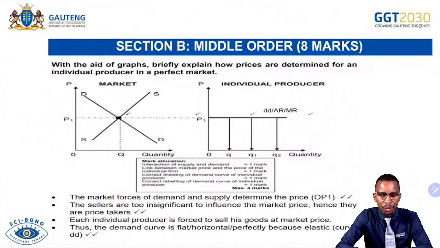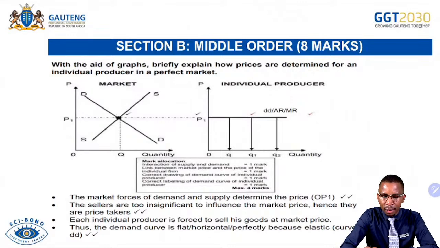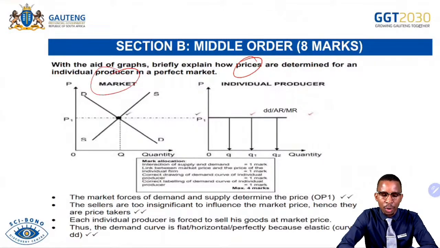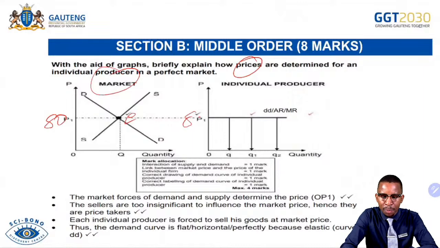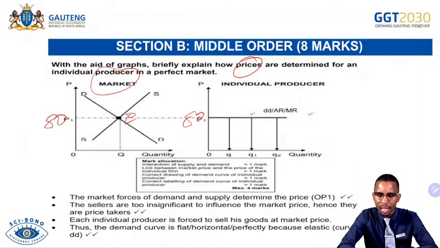And then we continue with the aid of a graph. Briefly explain how prices are determined for an individual producer in the perfect market. Remember, under perfect market, the price is determined by the interaction of market forces, demand and supply within the industry or market. So these market forces will interact and determine the new price. Wherever they meet at the equilibrium, they determine the price. Then the firm will be taking the price as it is. If the price was 80 here, the firm will be taking 80 as a price, because the firm is regarded to be a price taker.